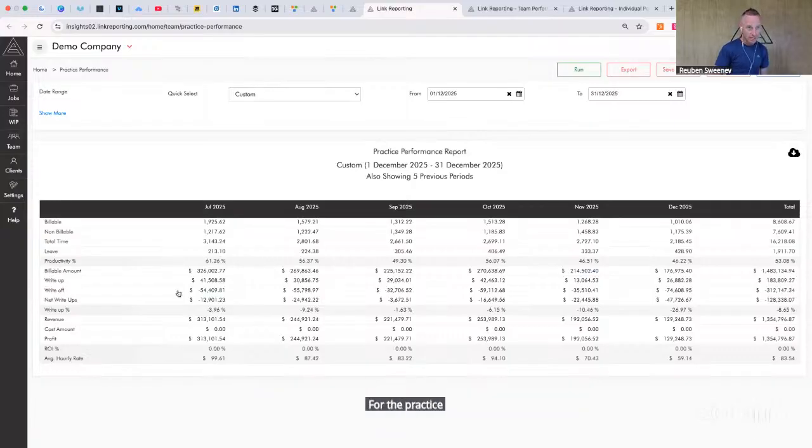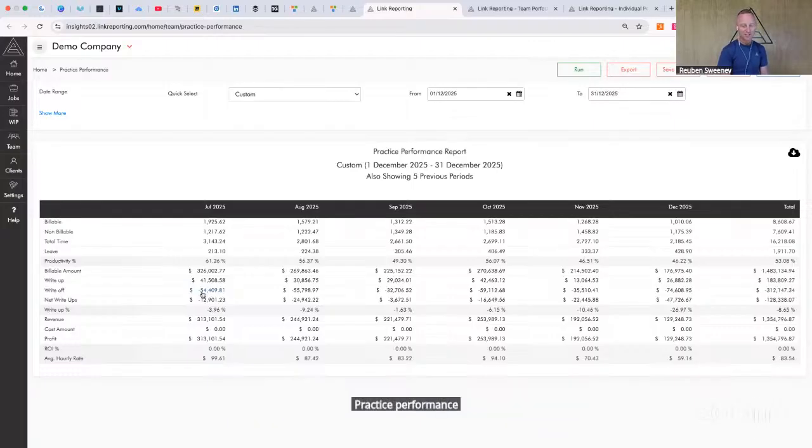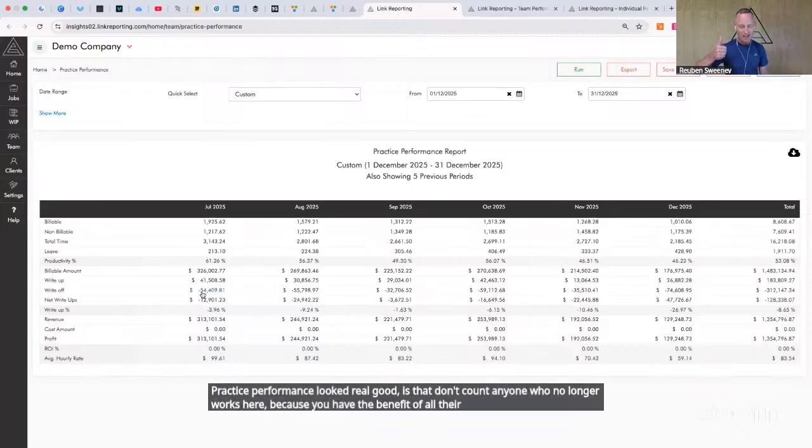One of the questions that came through while Will was speaking is, when we're counting our people, does it include administrators, partners, managers, or are we just counting our billable people? It was actually one of the myths. Yes, it includes everybody, and that's super important, including people who no longer work for you. It's a real easy way to make your practice performance look good: don't count anyone who no longer works here, because you have the benefit of all their revenue but none of the cost of their time. So you look super productive, right? This report will not lie to you.